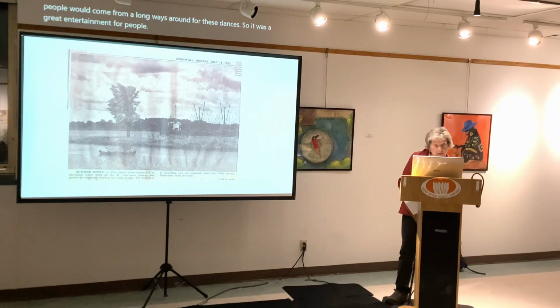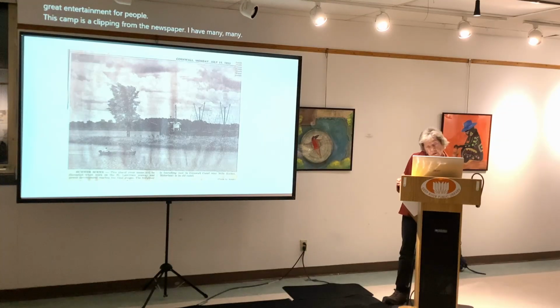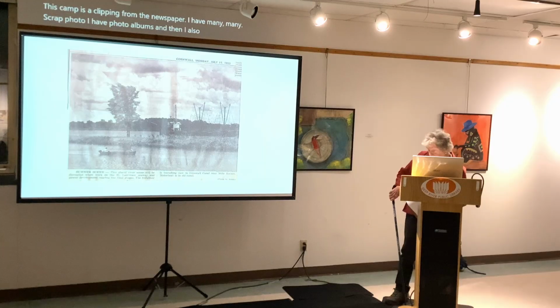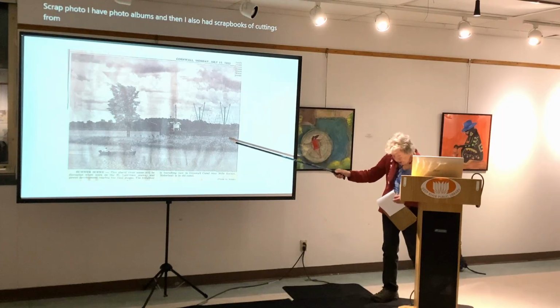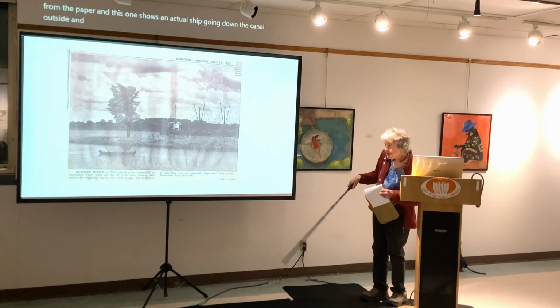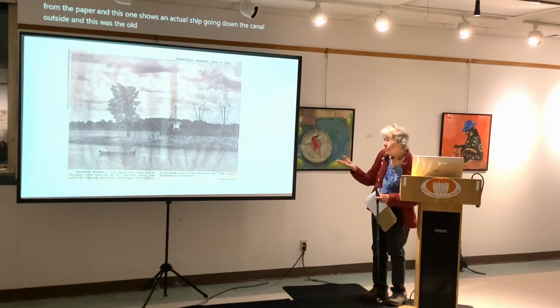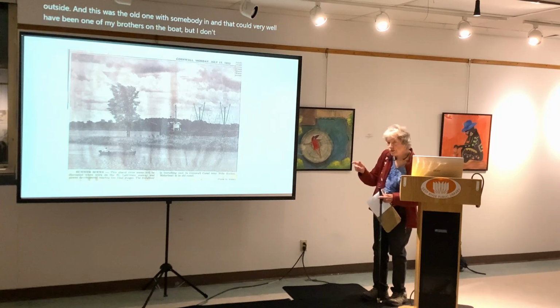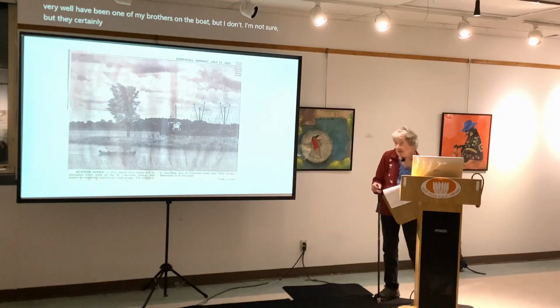This is a clipping from the newspaper. I have photo albums, and then I also had scrapbooks of cuttings from the paper. And this one shows an actual ship going down the canal outside, and this was the old one with somebody in, and that could very well have been one of my brothers on the boat, but I'm not sure. But they certainly did go with their boat to do that.